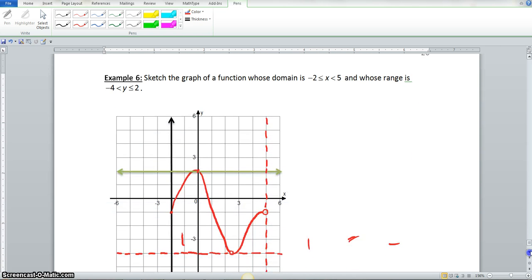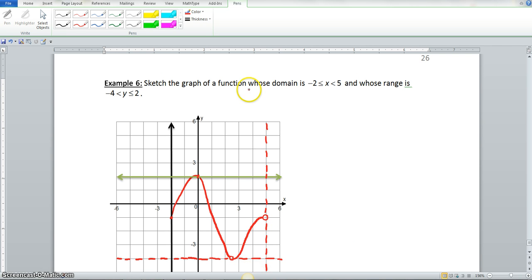Now we come to example 6. In this last problem, it says sketch the graph of a function whose domain is -2 is less than or equal to x, which is less than 5, and whose range is -4 is less than y, which is less than or equal to 2. Now I took the liberty of pre-drawing a graph here. It wasn't really any specific graph that you needed to draw, it just needed to fit these specifications.